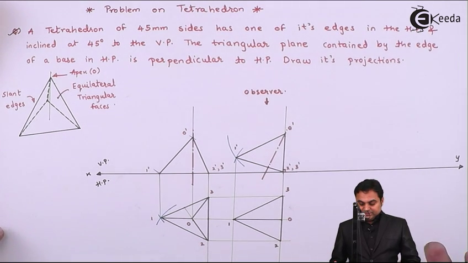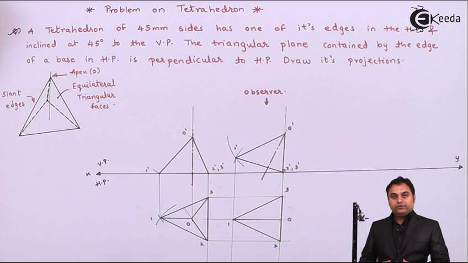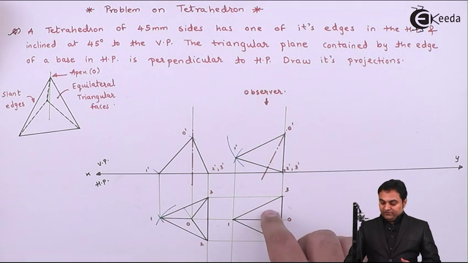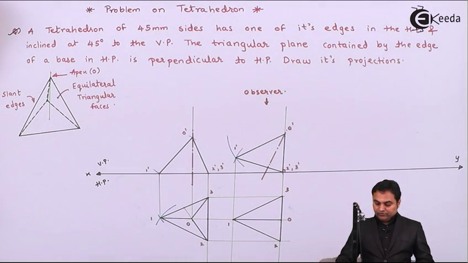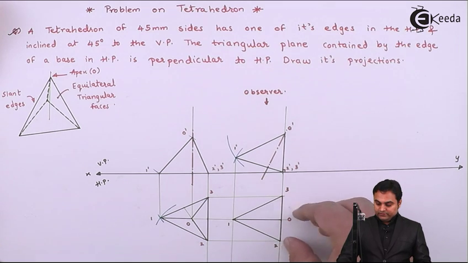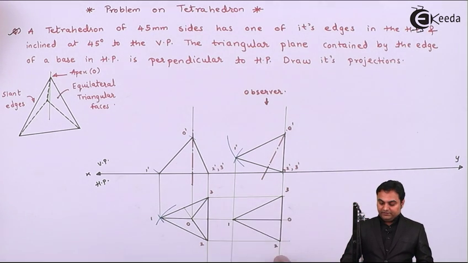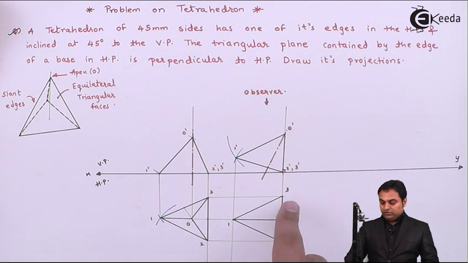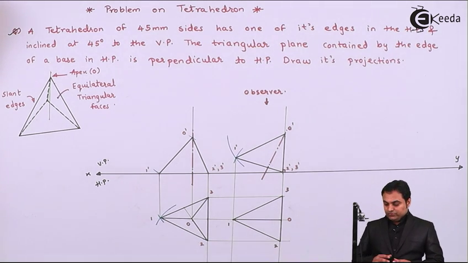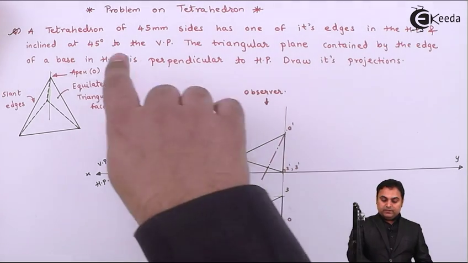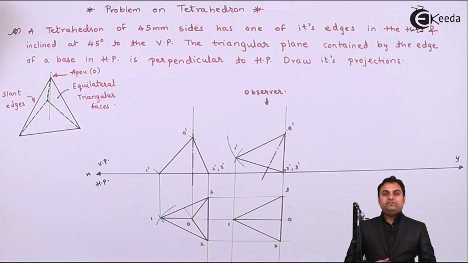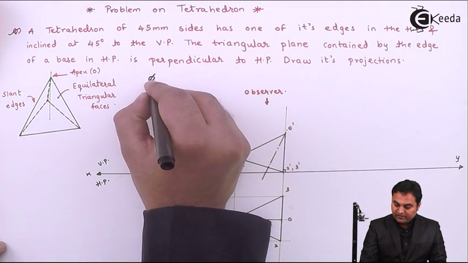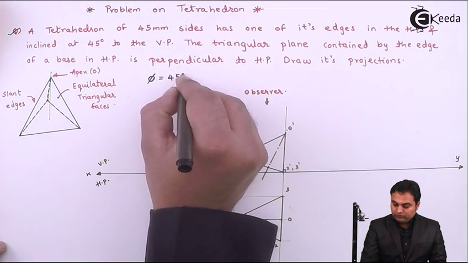Now the next condition is, if we look at the tetrahedron here, the triangular faces 103 and 102 are visible, and then the triangular face 203 is appearing as a line, and a complete base, that is 123, is visible. So in the next condition it was given that a tetrahedron of 45 mm sides has one of its edges in HP and inclined at 45 degrees to VP. So inclination with VP is given, that is denoted as phi. So phi is equal to 45 degrees.